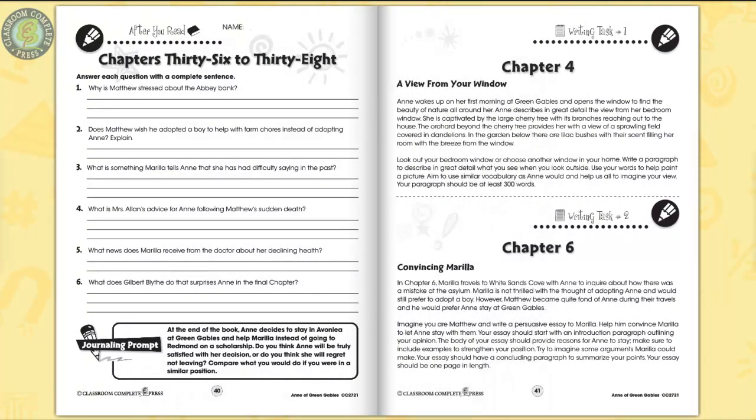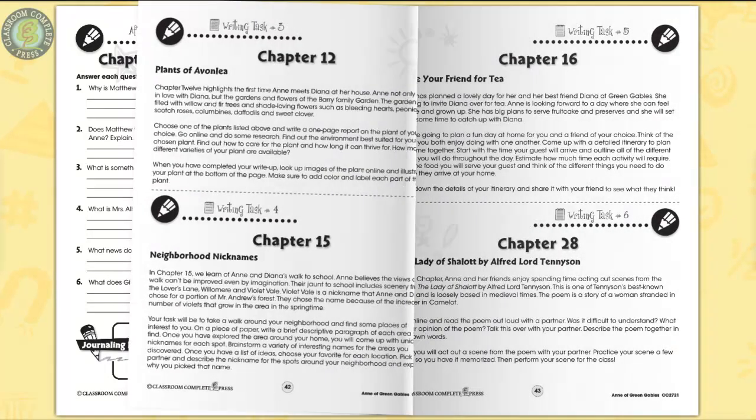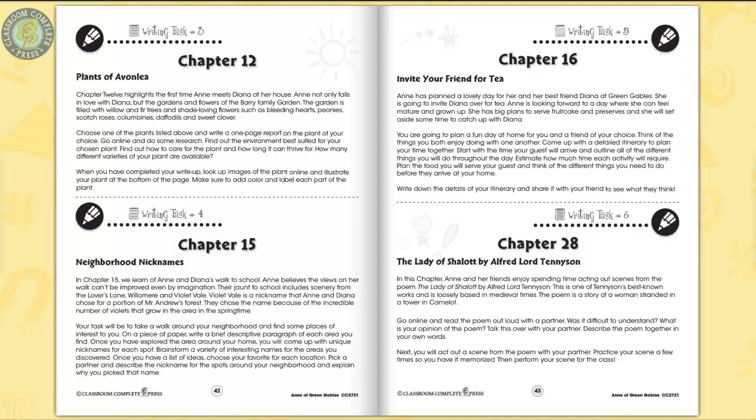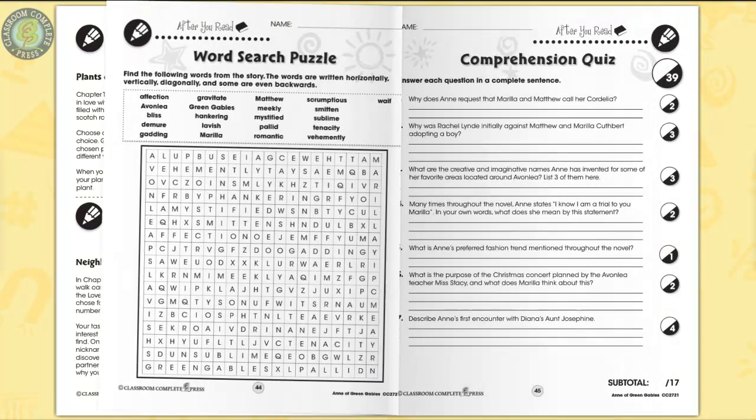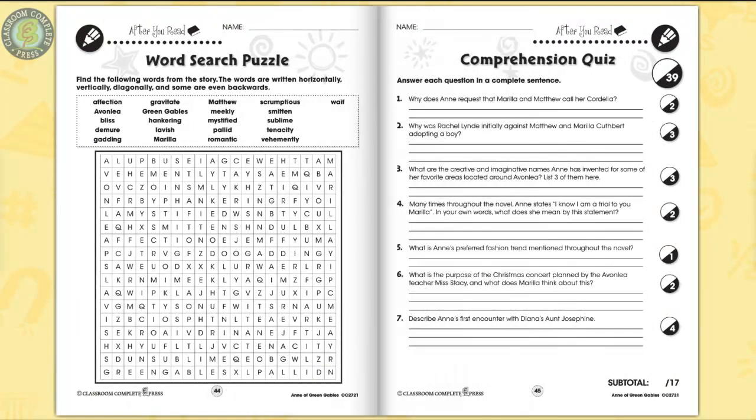6 additional writing tasks follow. Supplement an existing unit with in-depth writing tasks, such as acting out a scene from Alfred Lord Tennyson's poem, The Lady of Shalott. A word search puzzle and comprehension quiz ends the unit.